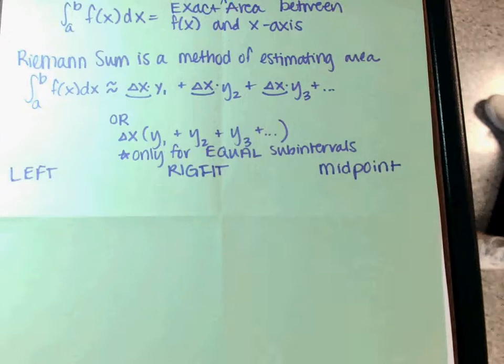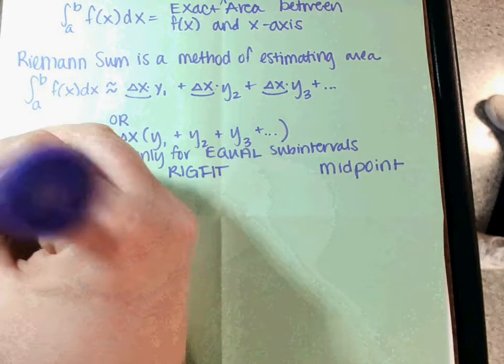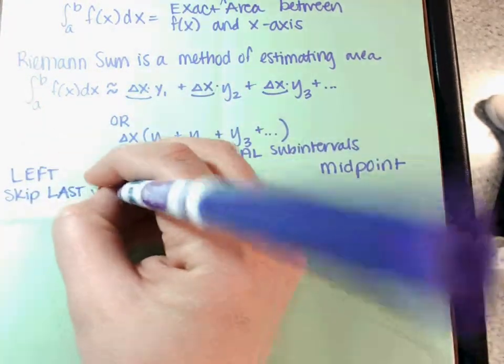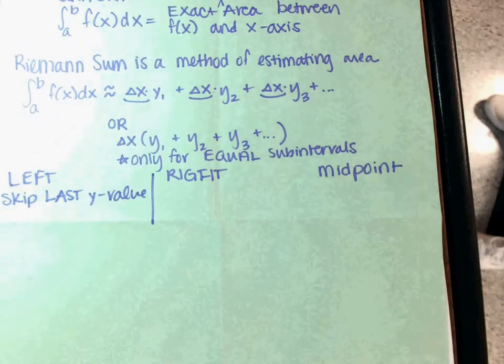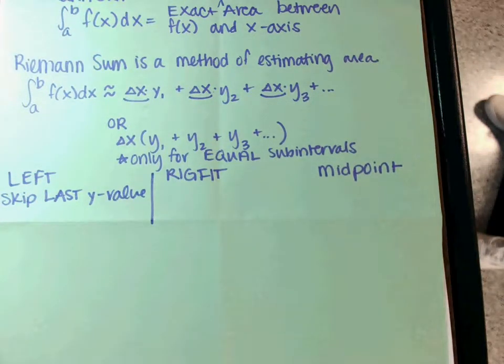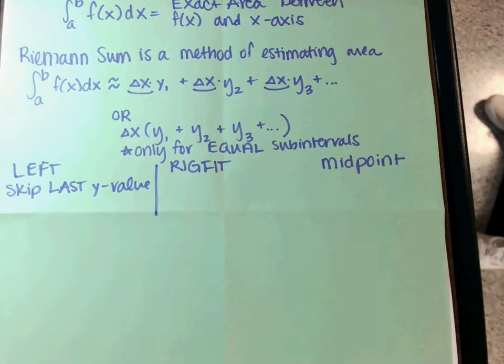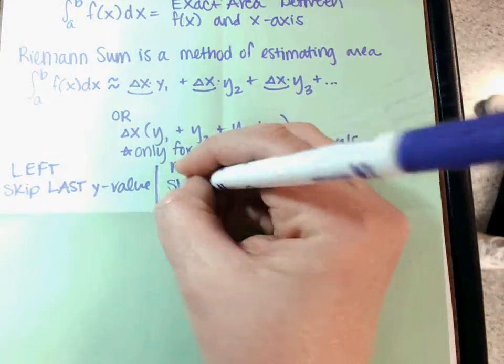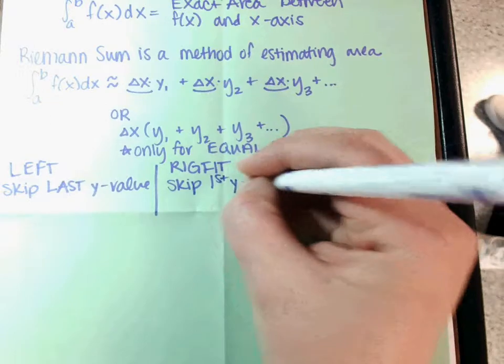Okay, for a left Riemann sum, which endpoint gets skipped? The end. Very good. So I'm going to put skip last y value. What about if it's a right Riemann sum? You're thinking about over and under estimates. This is just more the pattern. You draw it every time, so I don't think you really look at this. Okay, then for a right, you skip the first y value.